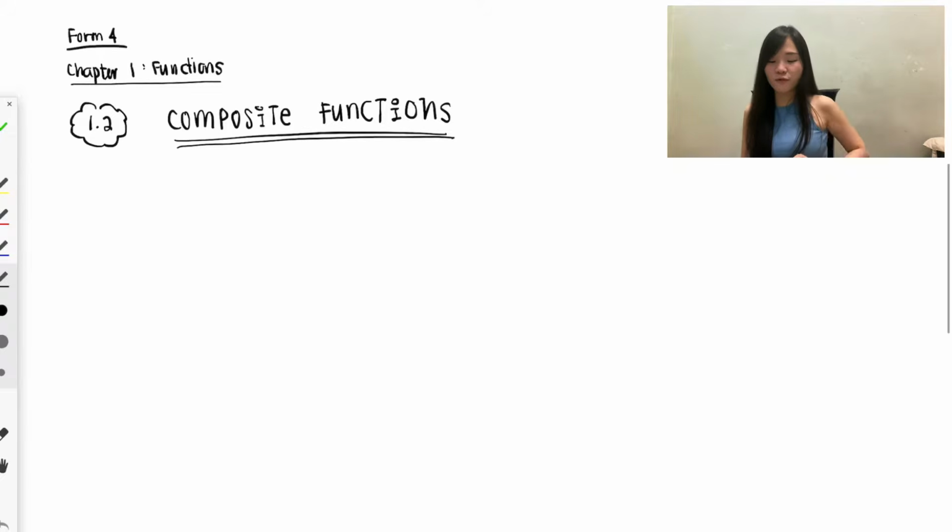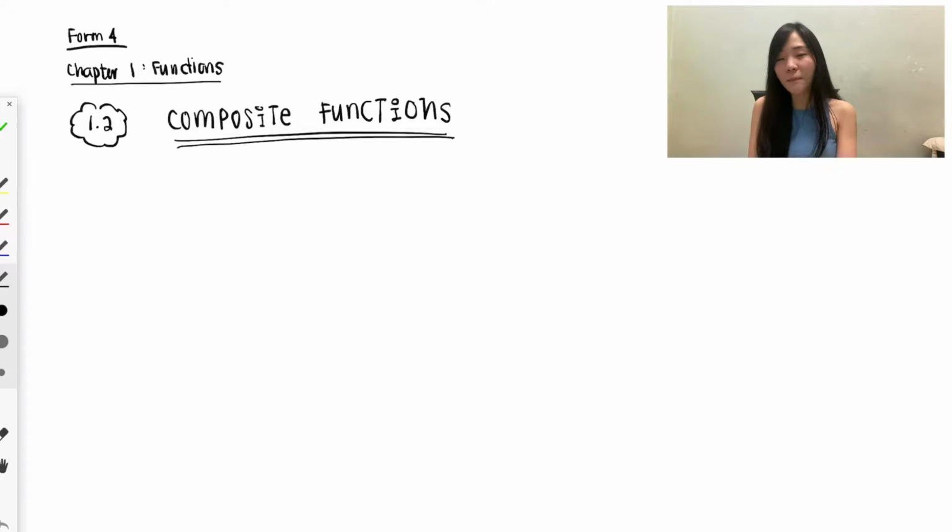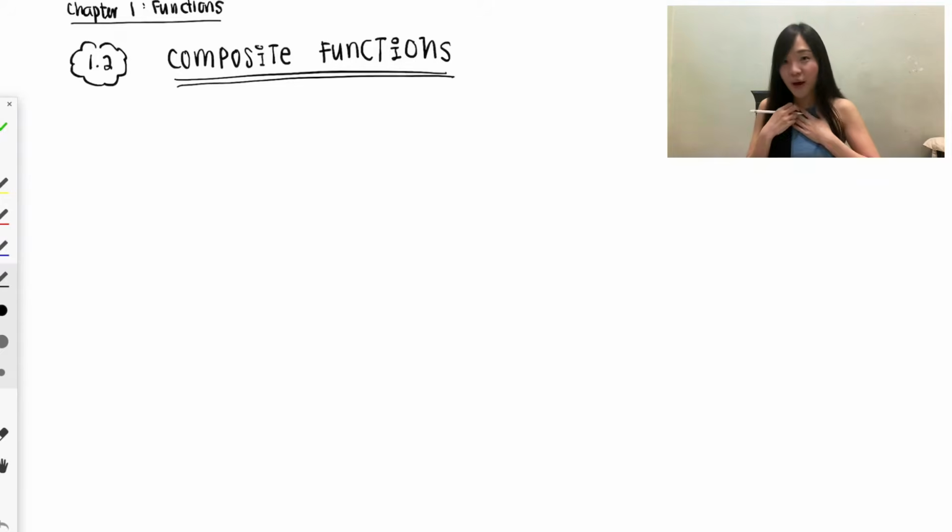I'm still doing Form 4 Chapter 1 Function 1.2 Composite Function. So for you to fully understand my video today, you must watch back the previous video. I will put the link in the description or the comment below. Before I start, I'm covering the hardest part, which is also the weakest part of students in this particular chapter. So for you to understand what I'm going to say today, I'm going to revise the previous video.